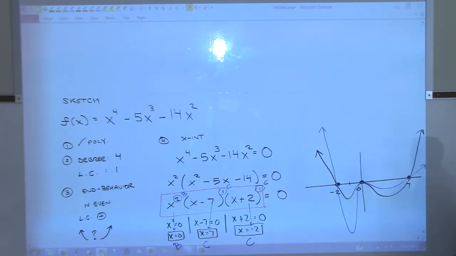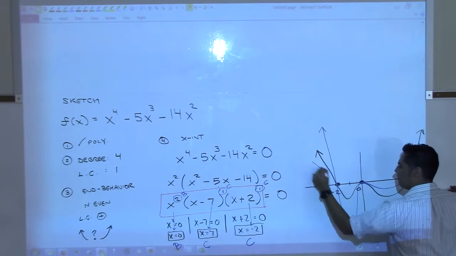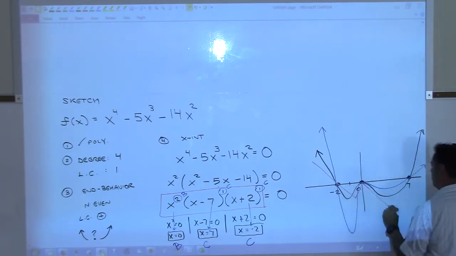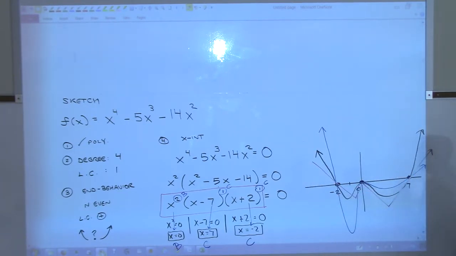What I would take off for is something like this. Straight line segments. This is not a polynomial. Polynomials are smooth and curved. Okay? Yes?